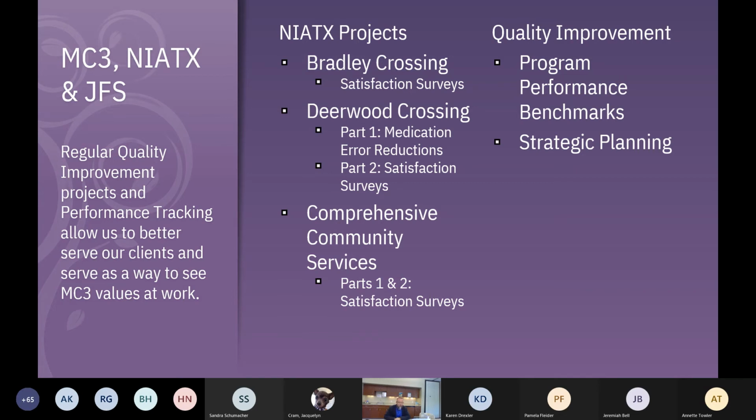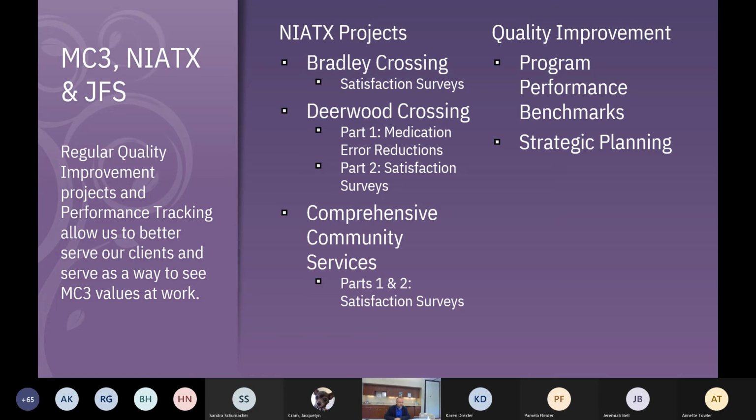We've also seen the whole idea of NIATEX and MC3 values become part of our quality improvement. So we have built program performance benchmarks. It's within our strategic planning and working with our board, of how we are interacting and where we're looking to go as an agency as we move forward, incorporating MC3 values. It really is an integral part.